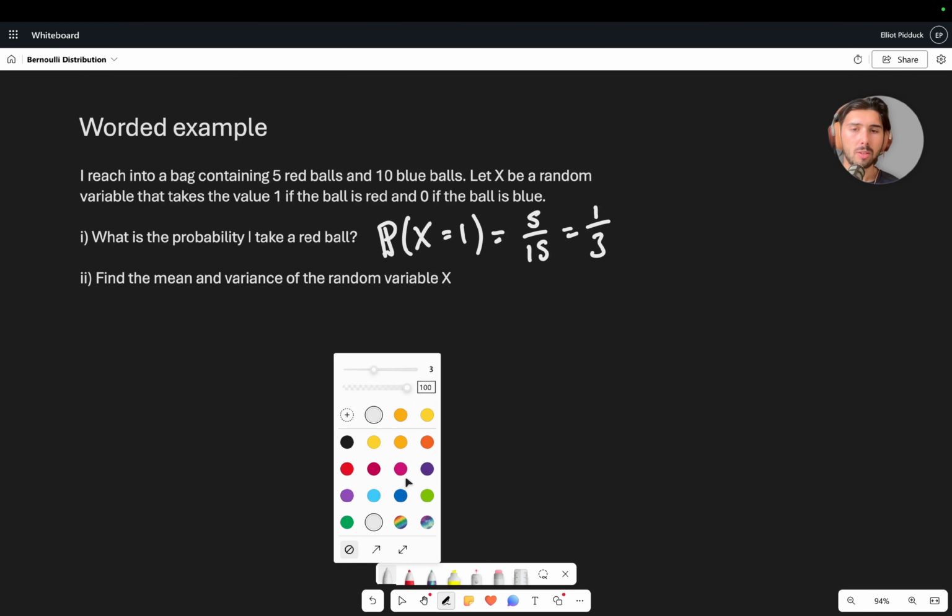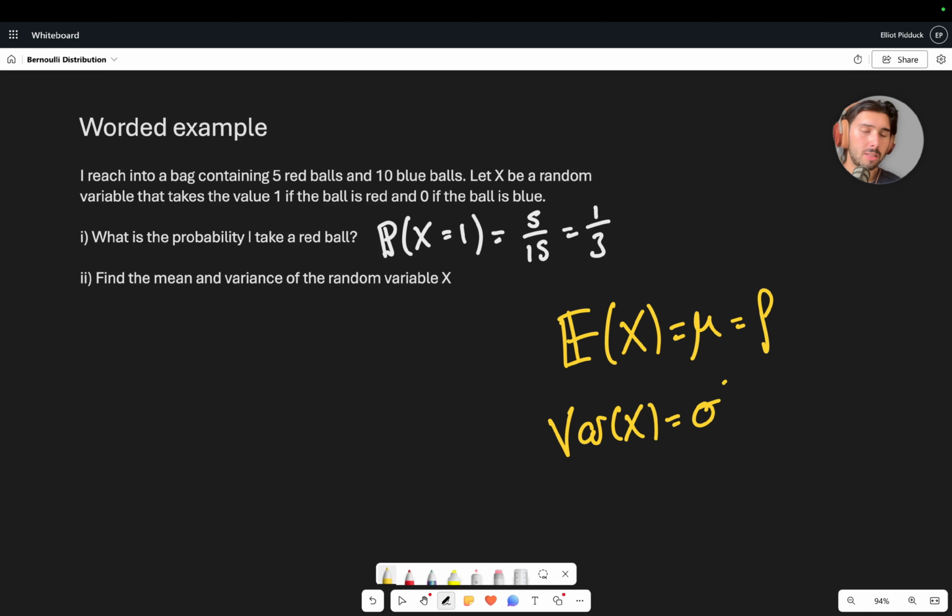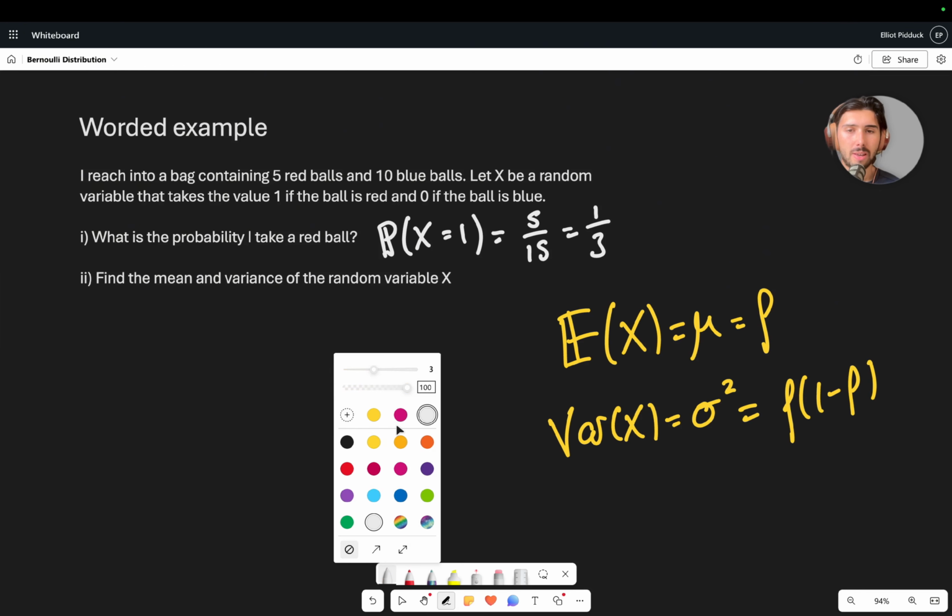So let's just remind ourselves what the mean and variance actually are. That's actually a gross color. I'm going to change the color. So let's go with this color here. So the mean, the expected value of x, which is also the mean, is just p, and the variance of x, which is also written as sigma squared, is p times 1 minus p, of course. So now we just plug these into our formula and we're done.